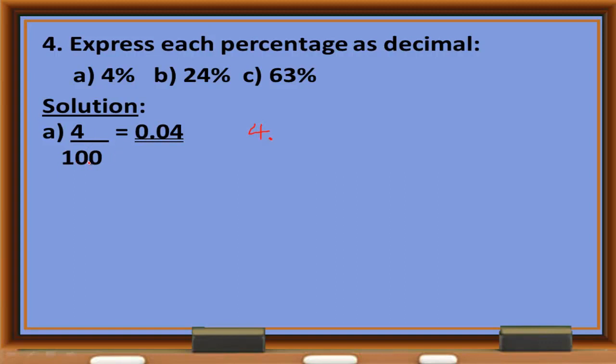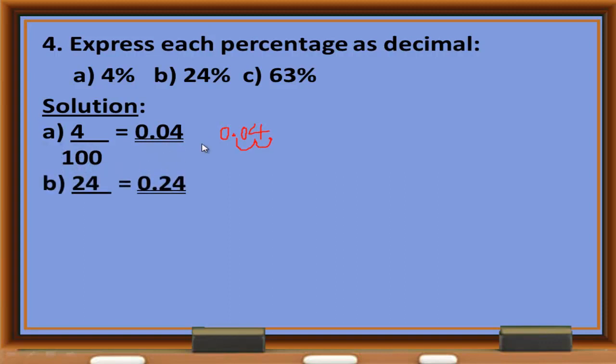4 divided by 100 in short is 1, 2. The point will be here. We write here 0, and here we write 0, 0.04.